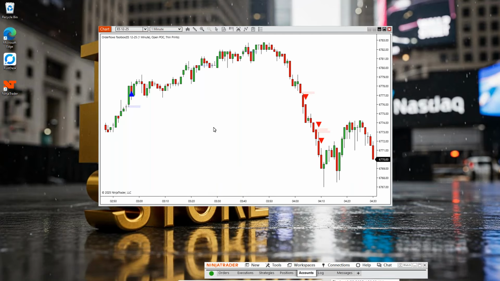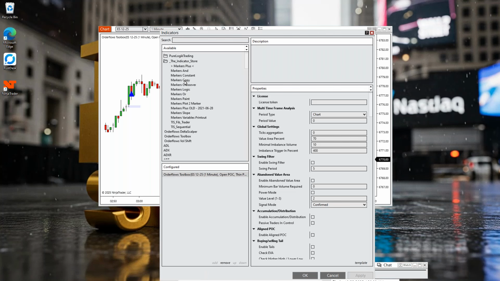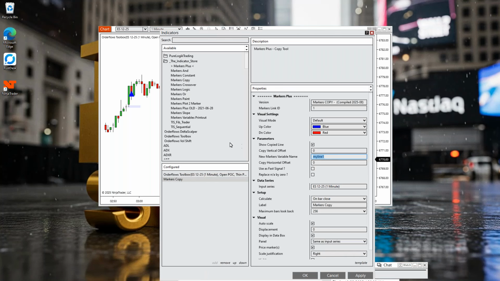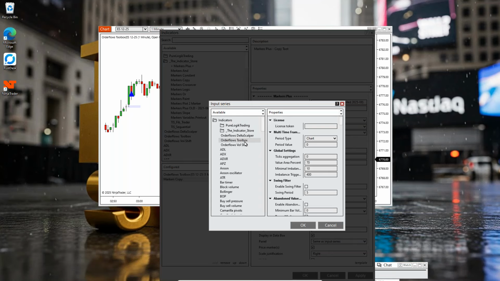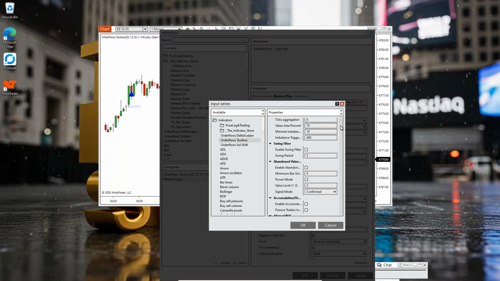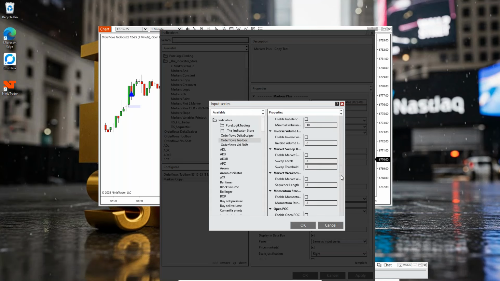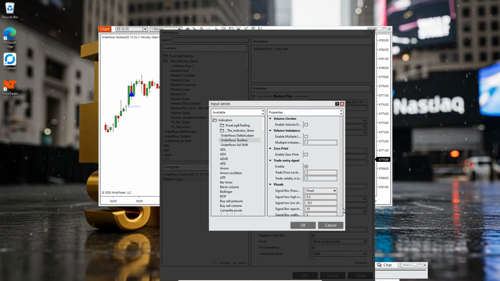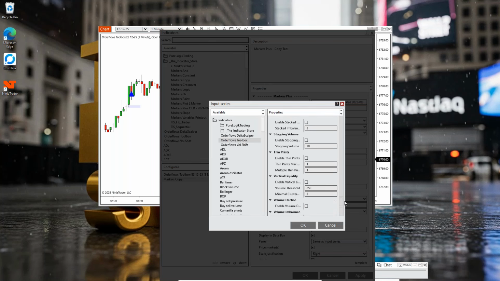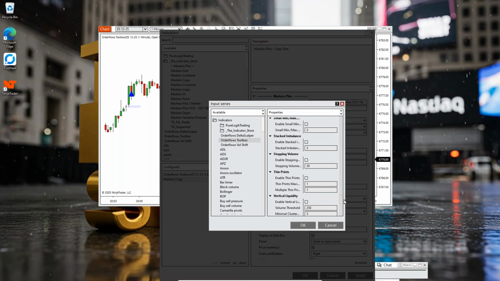I go to Marker Copy, I choose a name. For example, I am going to copy the long signals, longs. And then on input series, I select the indicator, Order Flow Toolbox. And then I select all the corresponding parameters, because if I don't set the same parameters, then they are not going to match.